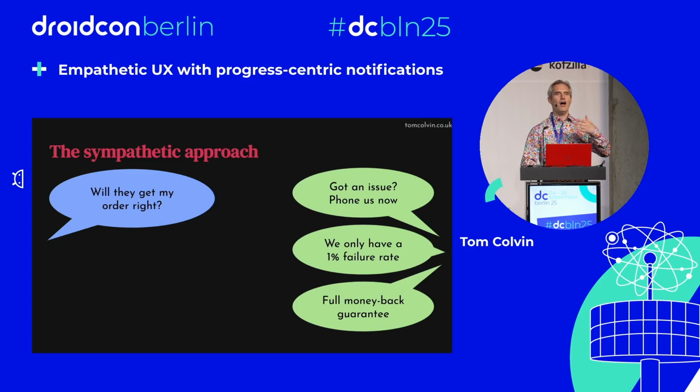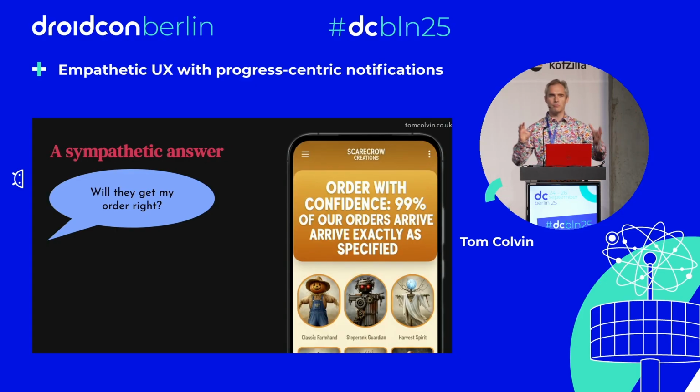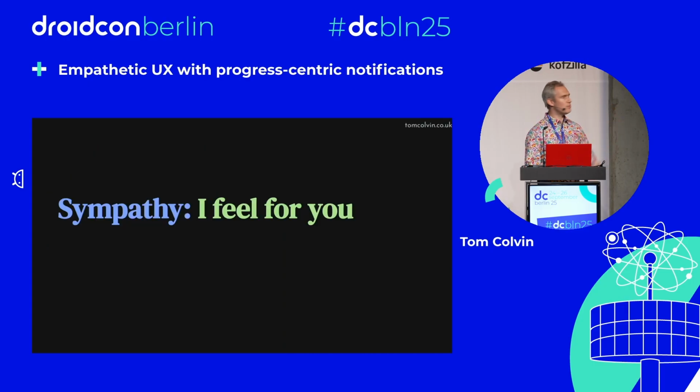And a UI that is associated with this UX, this is ridiculous. I appreciate that this is ridiculous, but here is a UI that says, order with confidence. 99% of our orders arrive exactly as we have specified. Now, horrific UI, but does it answer the UX question? Well, what we've done is we've been sympathetic to the user. And when we're sympathetic, we say, I feel for you. And being sympathetic is a good thing.